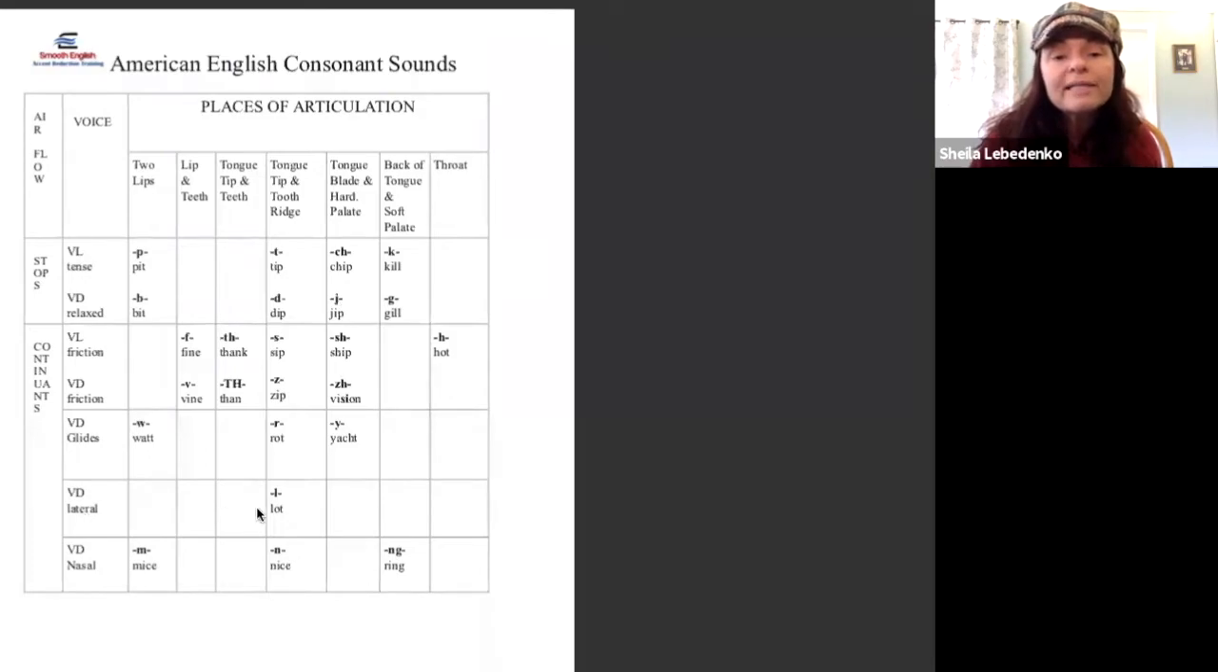This is also a continuant, and we're going to use the tongue tip and the tooth ridge. But it's not exactly like T or D or S or Z, okay? So let's discuss how the L is different from the T or the D.